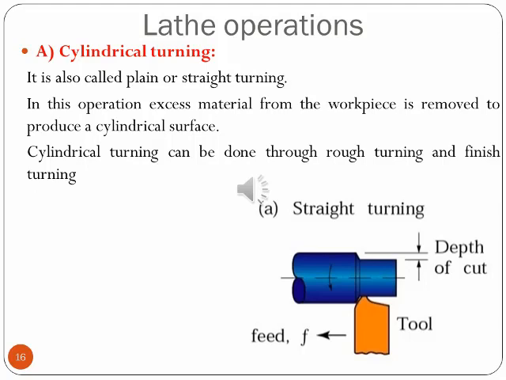It is the most common type of operation in all lathe machine operations, and it is the operation of removing excess material from the workpiece in order to produce a cylindrical surface up to the desired length. The job is held between the center of a chuck and rotated at a required speed, and turning is done in order to decrease the diameter of the workpiece.